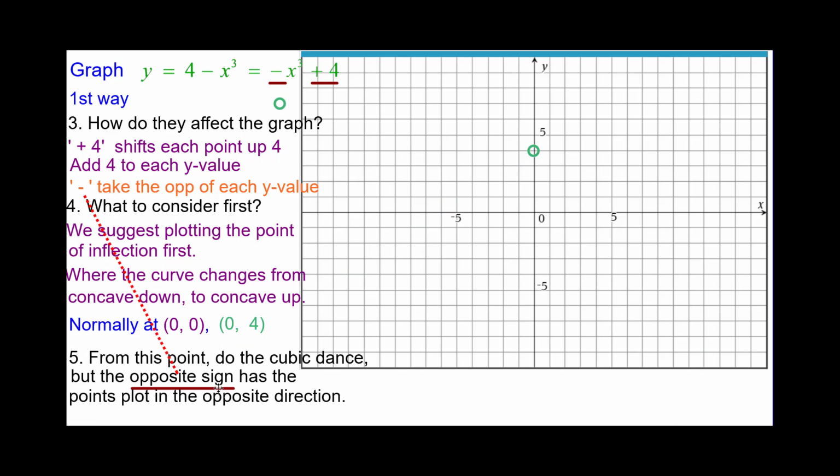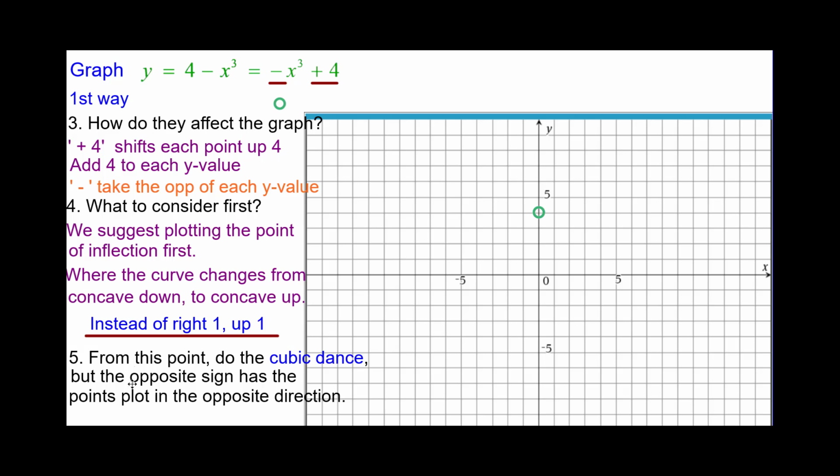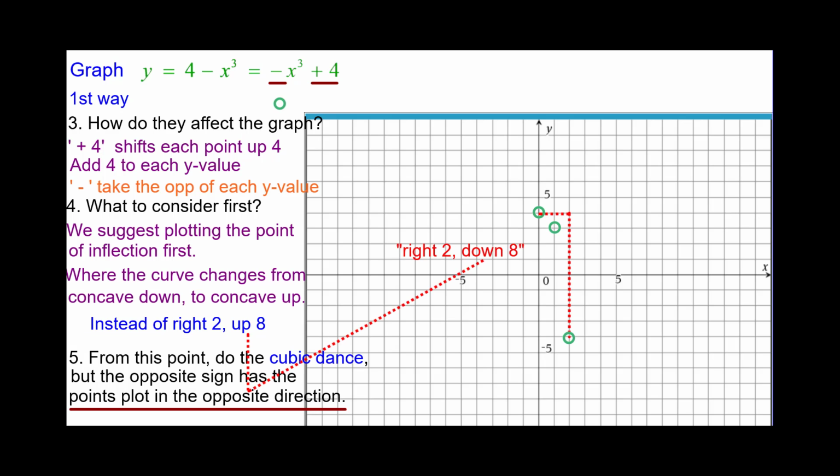Keep in mind we have to use the opposite sign because that will put points going in the opposite direction from where they normally go. So instead of right 1, up 1 like we would do on a cubic graph, we need to go right 1, down 1 because of that opposite direction, because of that negative sign. Instead of right 2, up 8, it's going to be right 2, down 8 because of that opposite in the y direction.